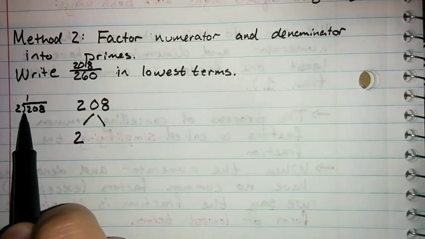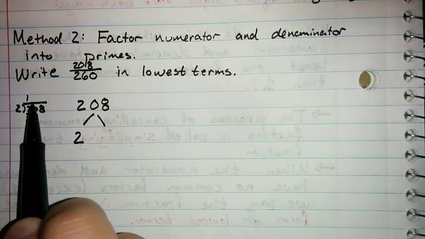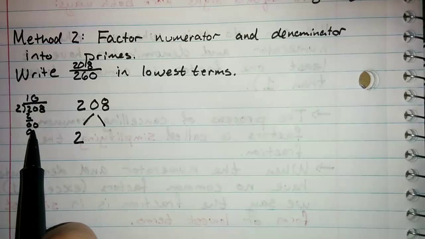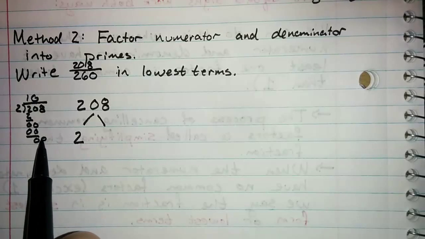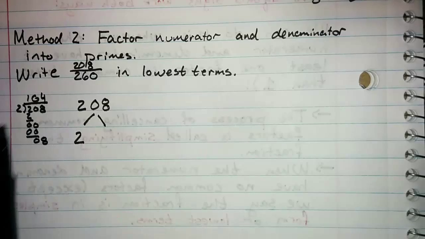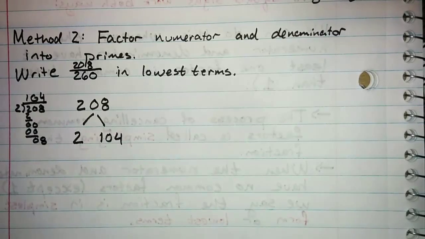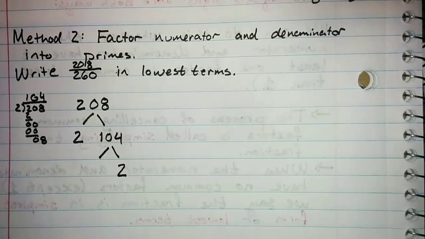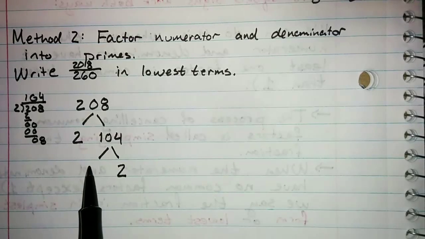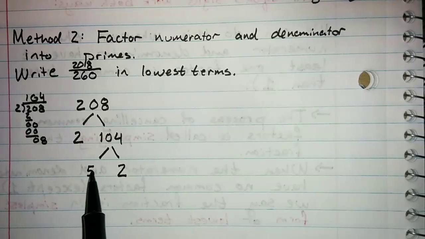2 goes into 2 once. 2 goes into 0 0 times. 2 goes into 8 4 times. So 208 is 2 times 104. And 104 is 2 times 52.